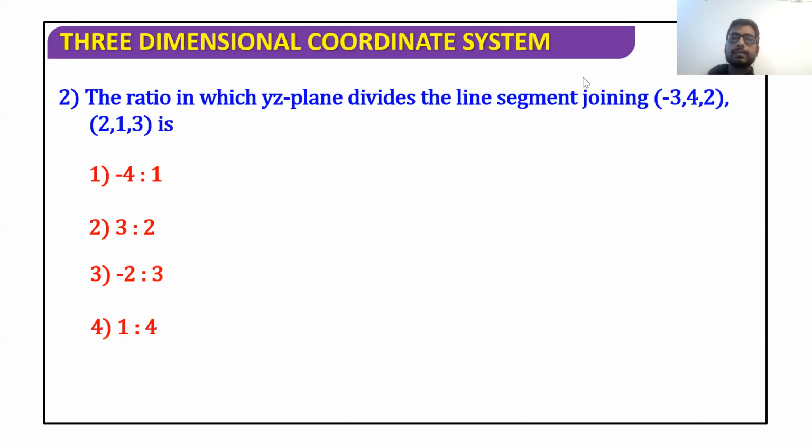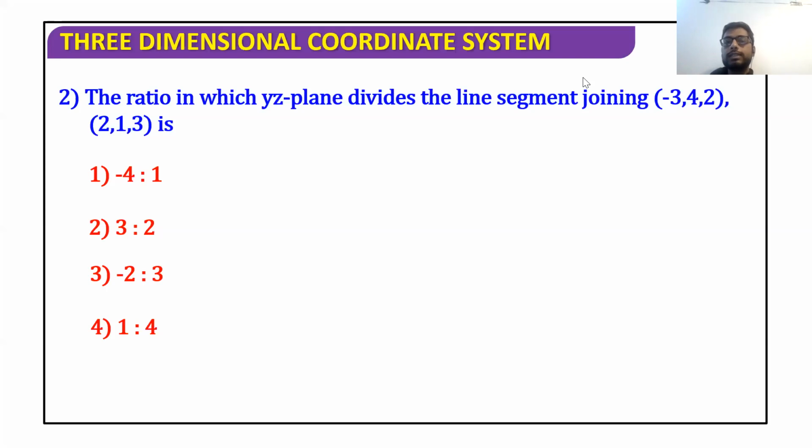It's pretty simple. Like I said, if you're going to consider the YZ plane dividing these two points, then you have to consider the formula minus of x1 by x2. It's the YZ plane, so consider the coordinate which is not there. So the third coordinate should be x1 and x2. So the formula is simple, minus of x1 upon x2. So minus of x1 is your minus 3, x2 is your 2. Minus of minus 3 by 2 means 3 by 2. So the answer is 3 by 2.